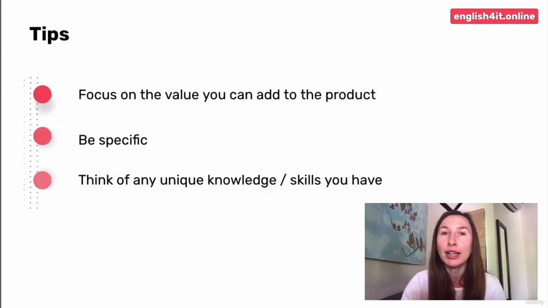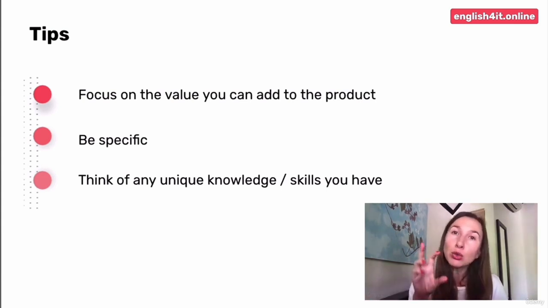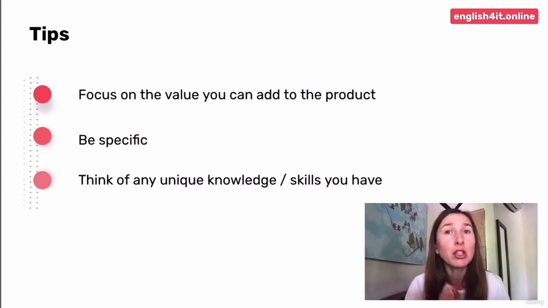And let me summarize. When you answer the what are your strengths question, focus on the value that you can add to the product, okay? Again, your answer has to be relevant to the company you're applying for and to the position. So you cannot prepare one template answer and use it for any company, for any position. No, you have to relate specifically to this position and focus on their product, not on any product, but specifically the product where you are going to be working on.